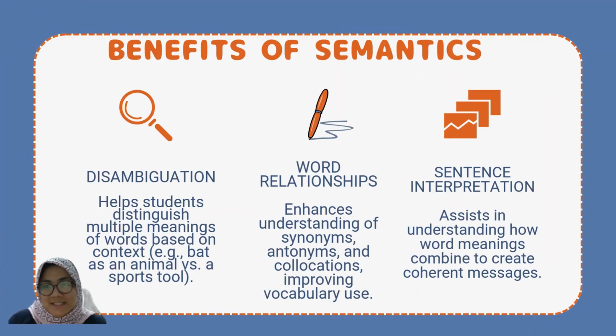Now let's discuss the benefits of semantics in language learning and teaching. First, we have disambiguation. Semantics plays a critical role in helping students distinguish between multiple meanings of words based on context. For example, the word bat can refer to a flying mammal or a tool used in sports. So, understanding the distinctions is essential for clear communications and comprehension.